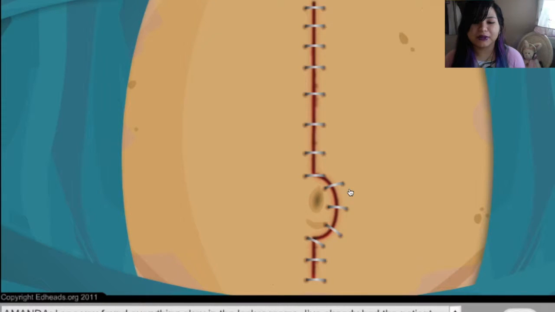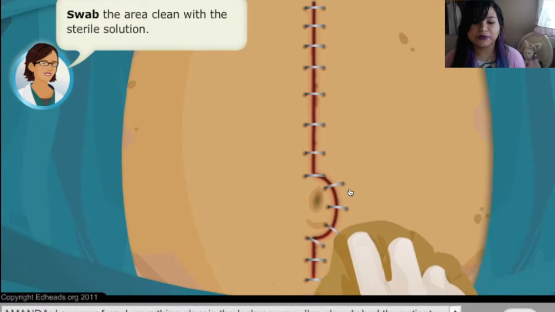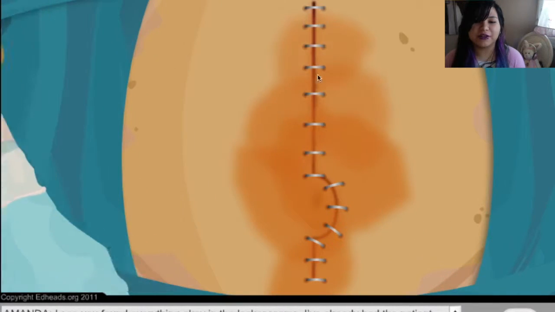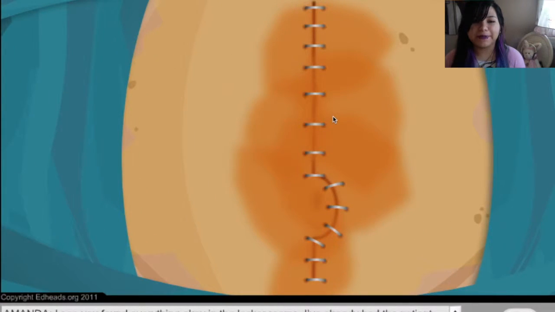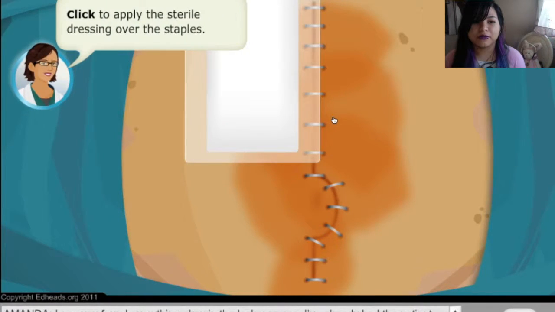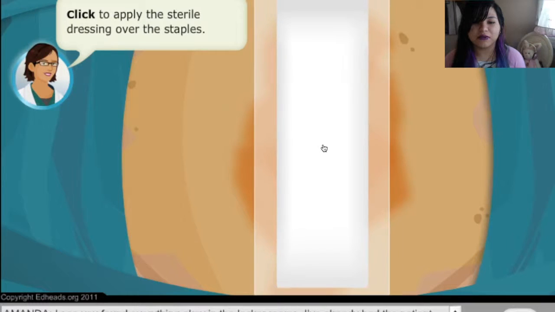We need to clean the area one more time with this sterile solution. Now, please add a sterile dressing over the staples to give one more layer of protection. There you go. Now our OR nurses and anesthesiologists will take Mr. Bishop to post-op recovery and keep an eye on him for a few hours.